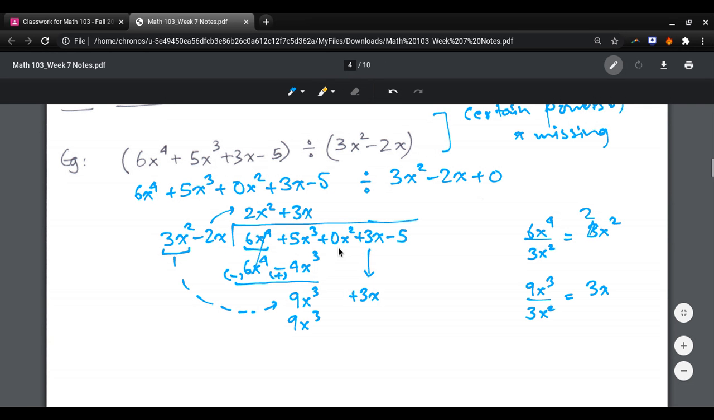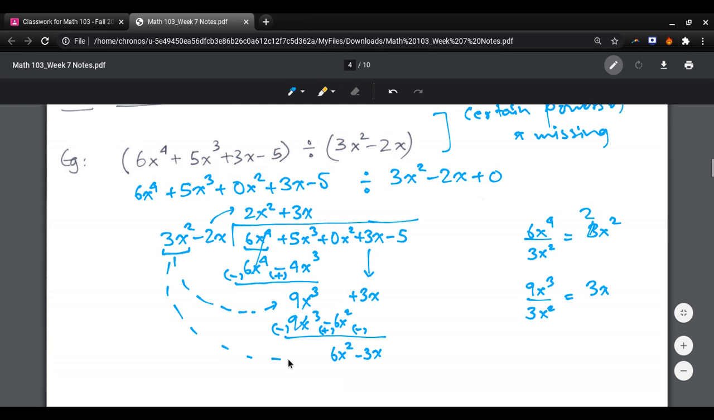Now the reason I left the space for x squared is because when you multiply the negative 2x with the 3x, you get a negative 6x squared. So that when you subtract, you have space to write this term, which is 6x squared minus 3x.